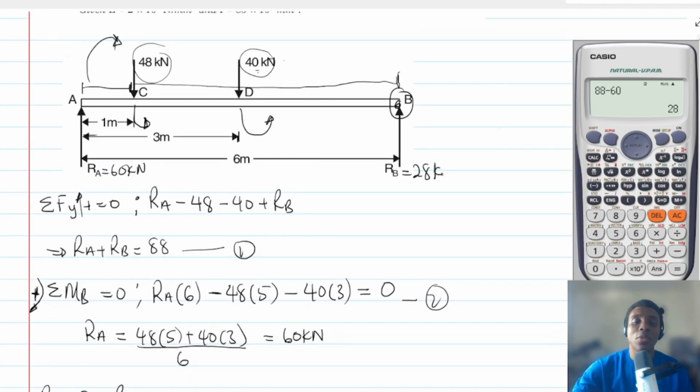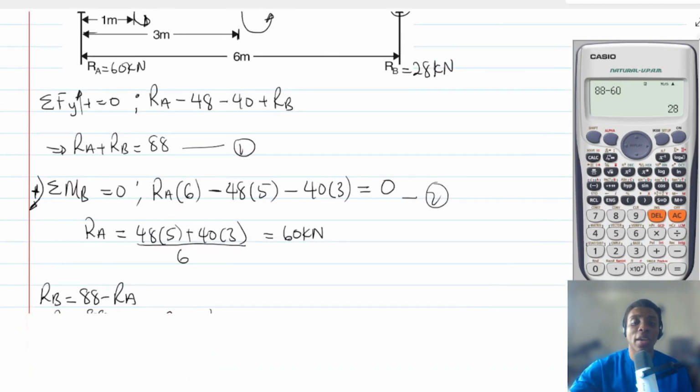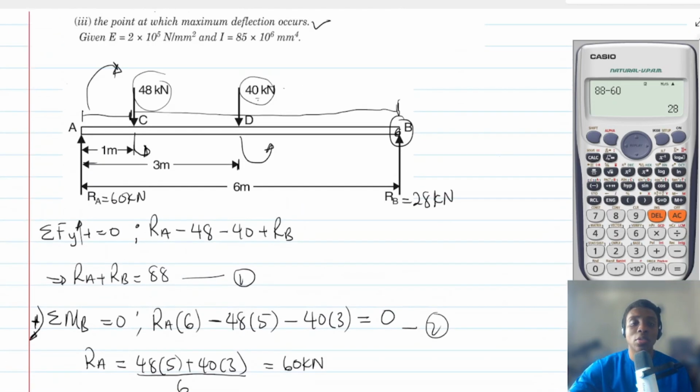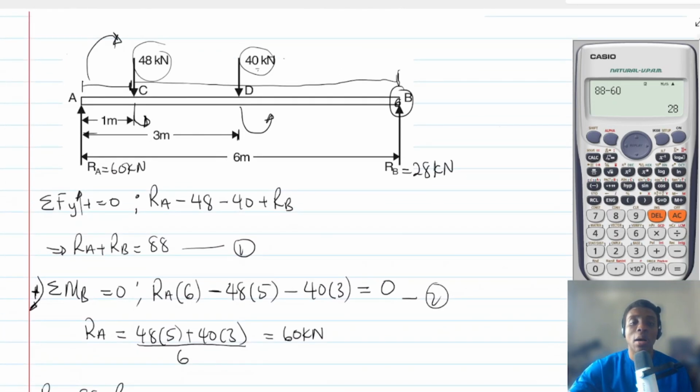In fact, we've not started the strength of materials yet. All of this is your basic mechanics. Now we're about to start our strength of materials by looking at the deflections.